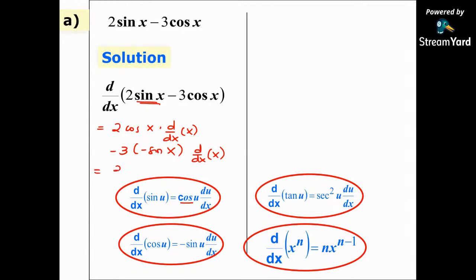So we are going to get 2 cos x, and then differentiating x over here, that is also 1. So 2 cos x plus 3 sine of x.